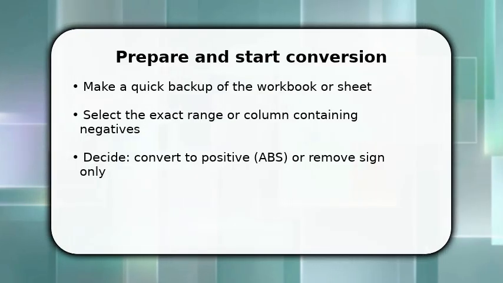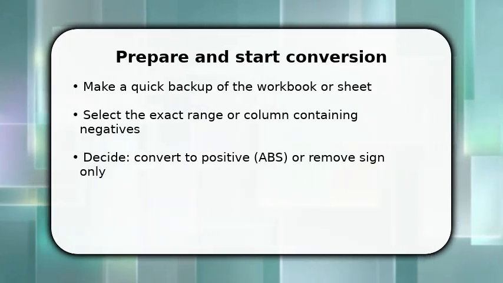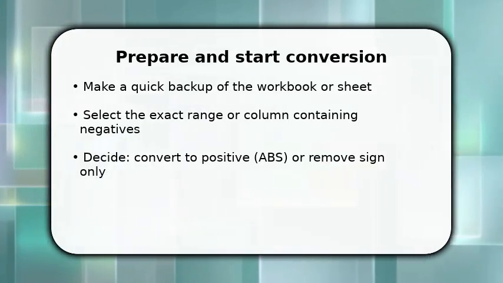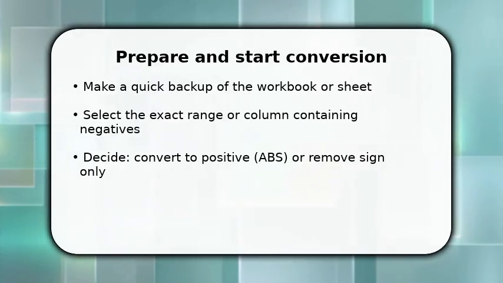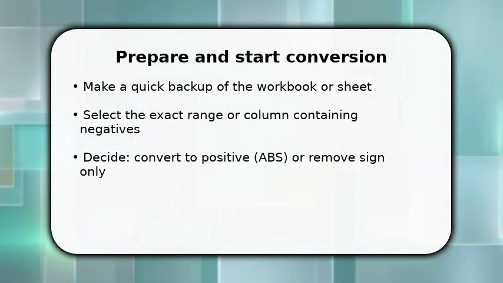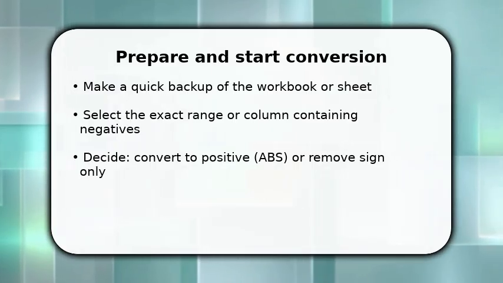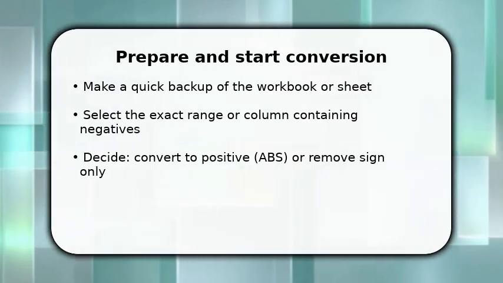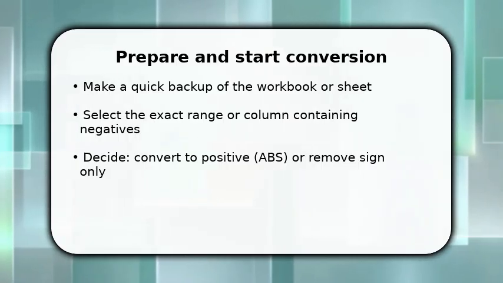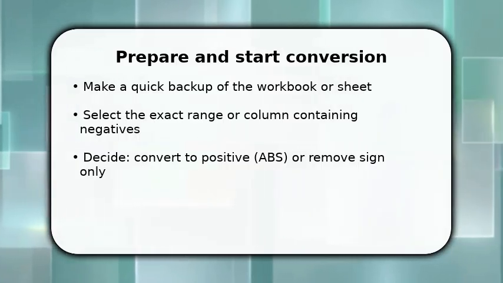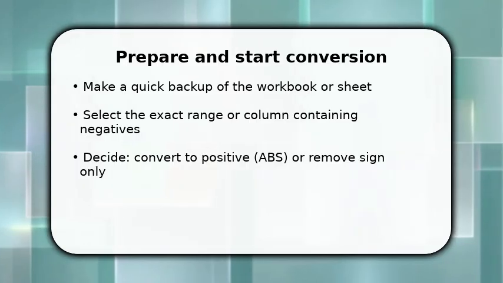You already have the file and a backup. Now act. Select the column or range with negative values and press Ctrl+C if you want a backup copy. Once selected, choose an empty helper column and enter =ABS(A1) or =IF(A1<0, -A1, A1) to convert negatives to positives. This preserves zeros and positives.